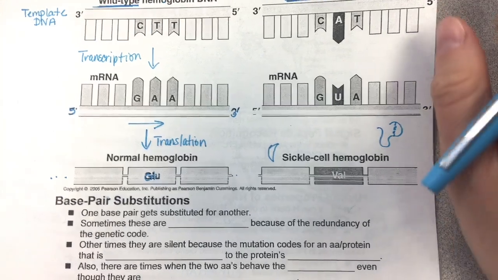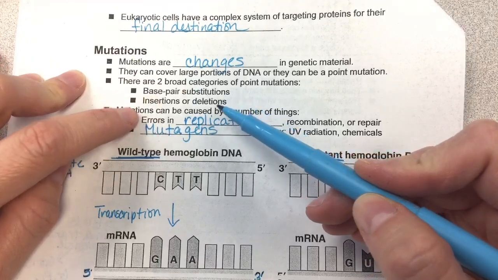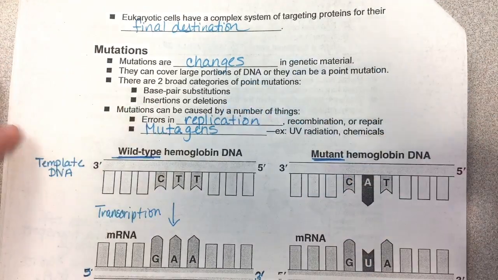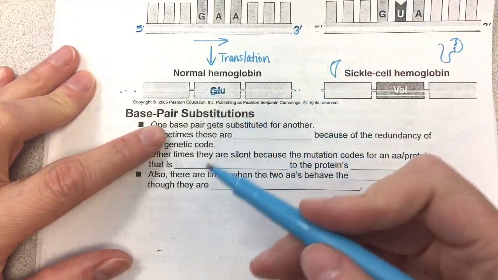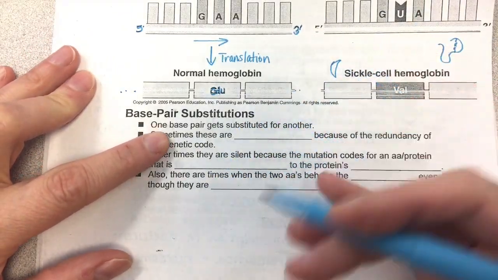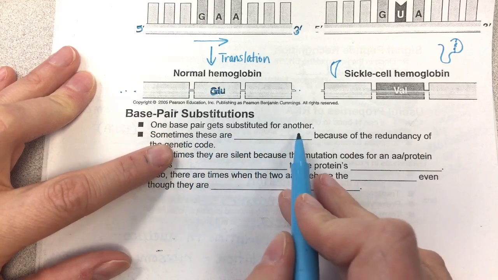So let's look at different types of mutations. We said that there's two categories, base pair substitutions and insertions and deletions. So let's look at base pair substitution, where you substitute one base pair for another, hence the name. So one base pair gets substituted for another.